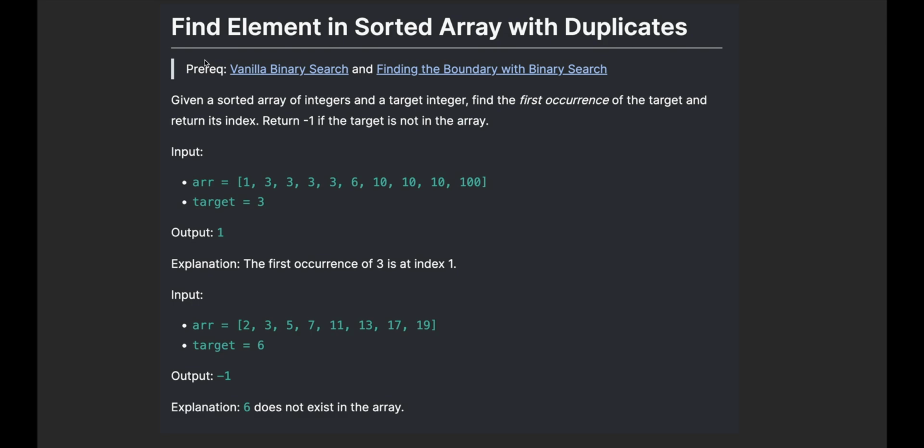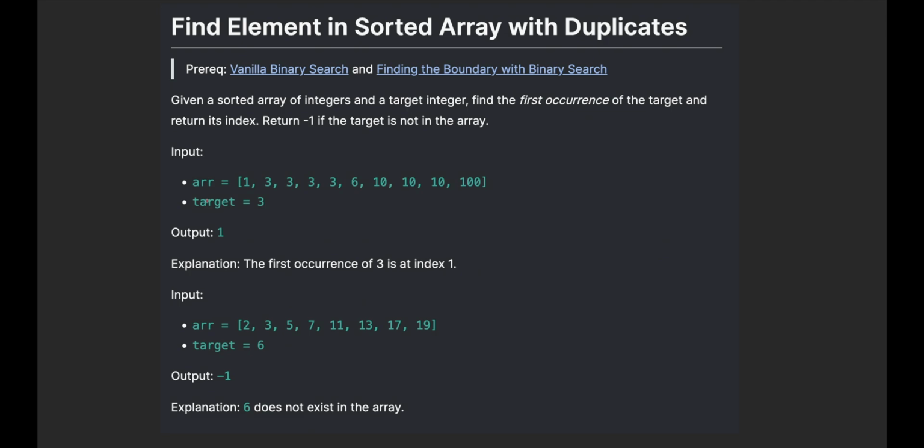Welcome back. Today we are going to solve find element in sorted array with duplicates. We are given a sorted array of integers and a target integer. We have to find the first occurrence of the target and return its index. If the target element is not found in the array, we will return -1 as our answer.